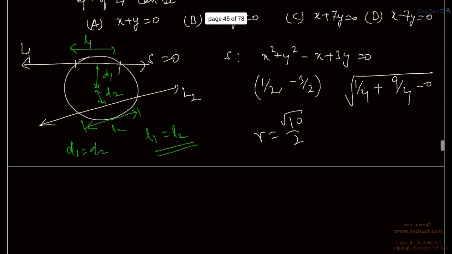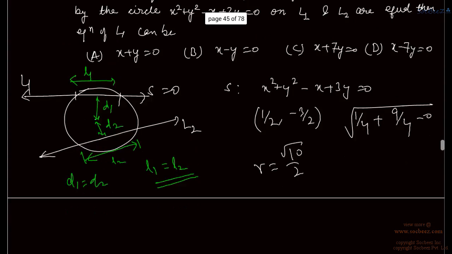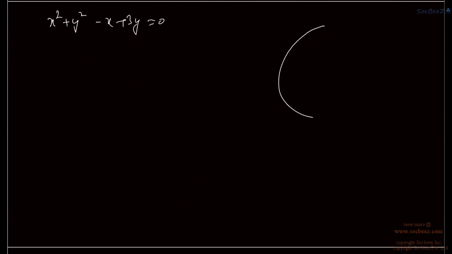From here, let us write the equation of the circle, which is x square plus y square minus x plus 3y is equal to 0.